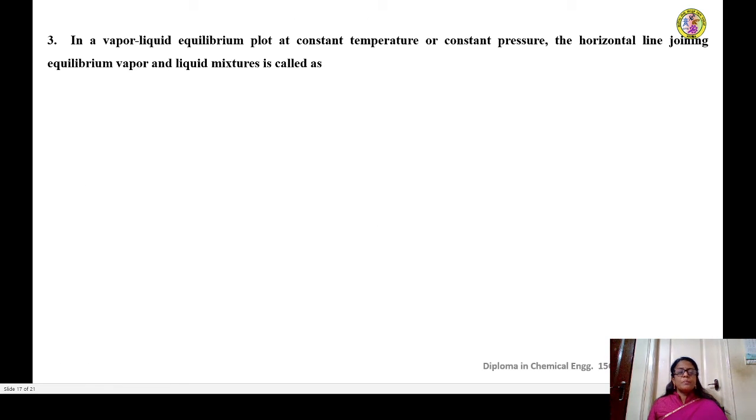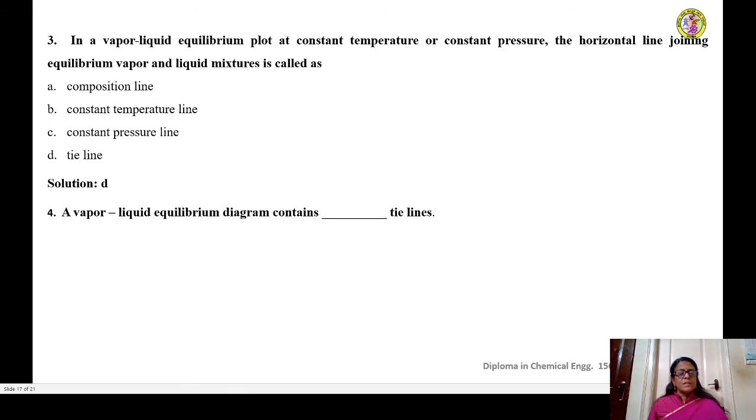In a vapor liquid equilibrium plot at constant temperature or constant pressure, the horizontal line joining the equilibrium vapor and liquid mixtures is called as? The options are composition line, constant temperature line, constant pressure line. Is it a tie line? I don't think you have too much of doubt about the answer. It is a tie line that joins the equilibrium vapor liquid mixtures between the two curves in a constant temperature or a constant pressure VLE diagram. So the answer for this question is option D.